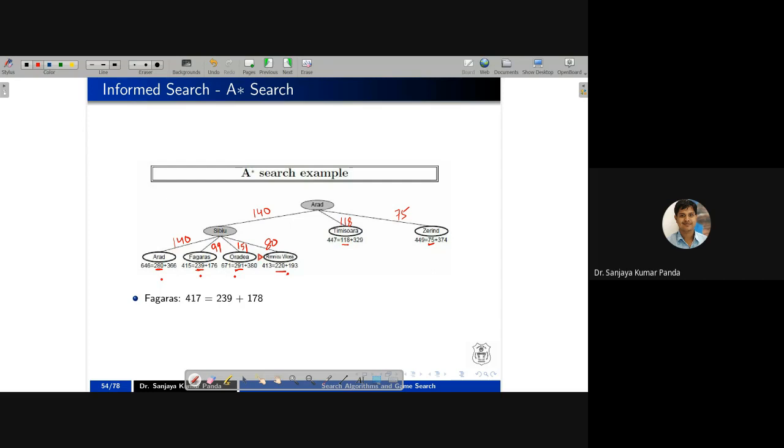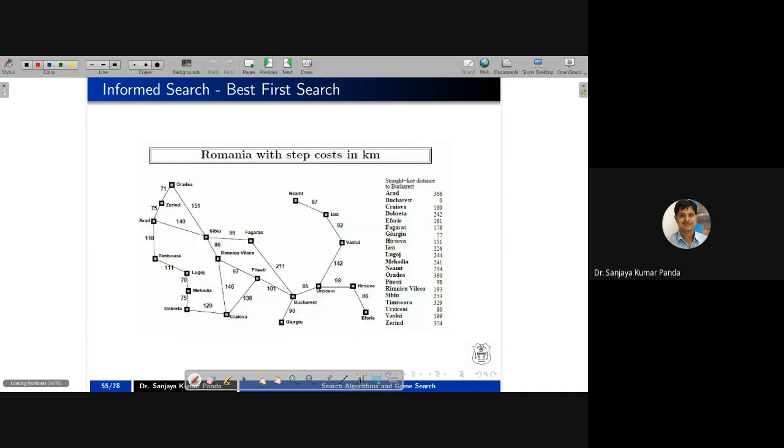Now you have to again find the distance from A to B, F to B, O to B, and R to B. These are the values you will get if you apply straight line distance. After calculating f of n by taking g of n and h of n, you found that R is the better one, right? Because R is 413, and F is very close to R. So the next city that you want to expand is R.